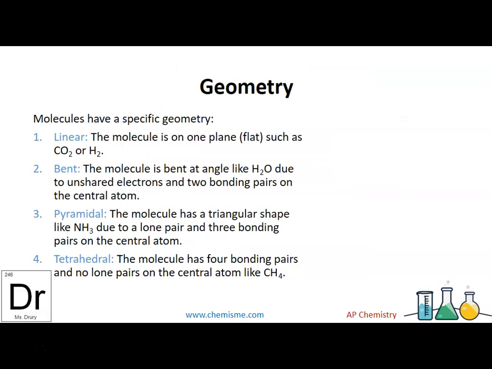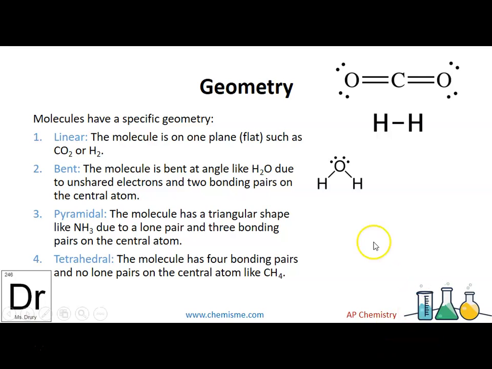So once you draw your molecule, there's a certain geometry that we talked about last year. Linear geometries mean they're flat planes like CO2 or H2. A bent geometry means it's literally bent up like water, and the reason that they're different, even though they look similar to CO2, is that oxygen has lone pairs, or extra electrons, on the central atom, and carbon did not. So carbon is straight across, and oxygen has those extra electrons pushing on the bonds.